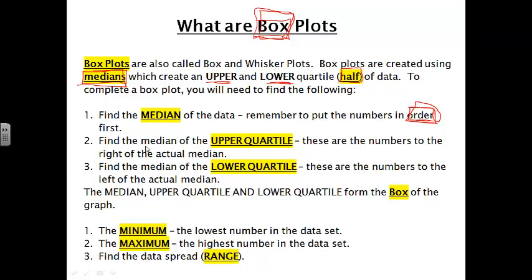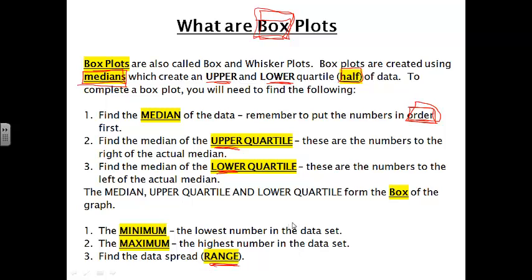Step number 2, find the median of the upper quartile. These are the numbers to the right of the actual median. So we split it and find the median of one side of our data. Then we're going to find the median of the other side of our data, the lower quartile. These are to the left of the actual median. The median, upper quartile, and lower quartile form the box of the graph. Then the minimum is the lowest number in the data set, the maximum is the highest number in the data set. Then we find the data spread, which is the range.